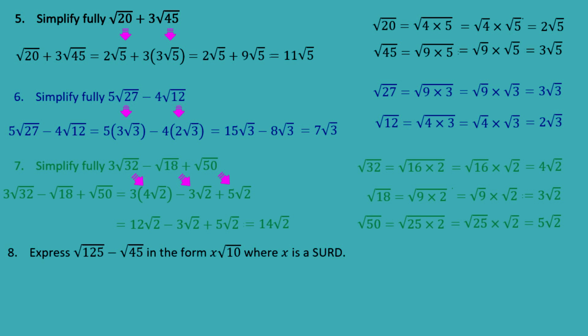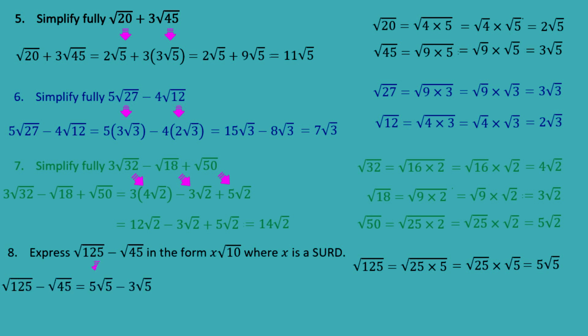We need to simplify fully both the roots. The highest square factor of 125 is 25. Root 125 becomes root 25 times 5, which is root 25 times root 5. The root of 25 is 5, so root 125 simplifies fully to 5 root 5. Look back at question 5 to see that root 45 simplifies fully to 3 root 5. Substitute the roots into the equation, and we get 5 root 5, minus 3 root 5, giving an answer of 2 root 5.